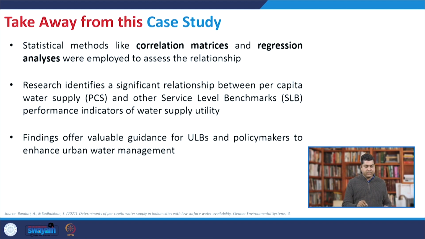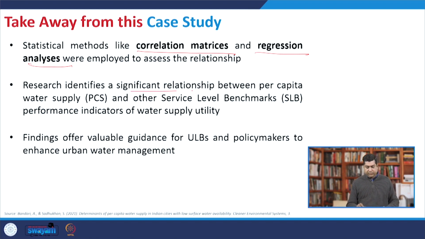So statistical methods like correlation matrix or regression analysis can be employed in this kind of quantitative research, where we try to establish the relationship between variables. It can be among all the independent variables, like correlation or partial correlation, or you just try to see the influence of independent variables on the dependent variable, which was the case here. The PCS was taken as the dependent variable, and other metrics like continuity and metering were taken as independent variables.